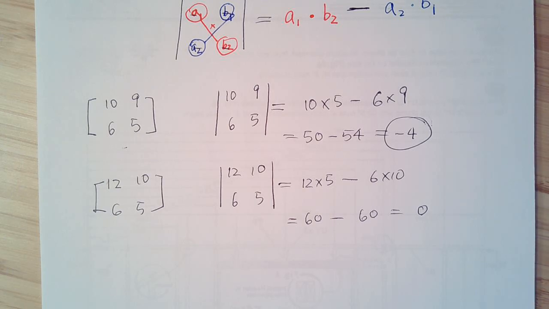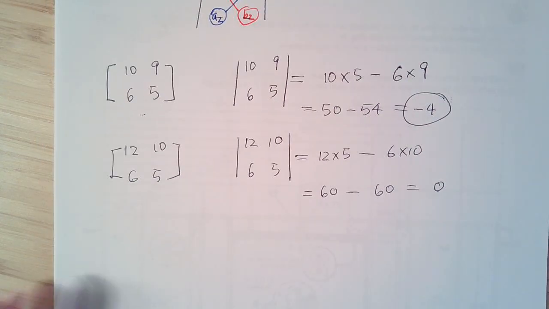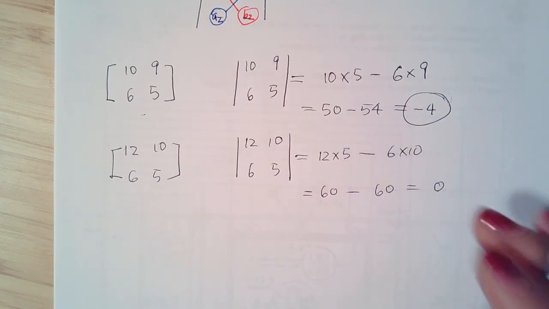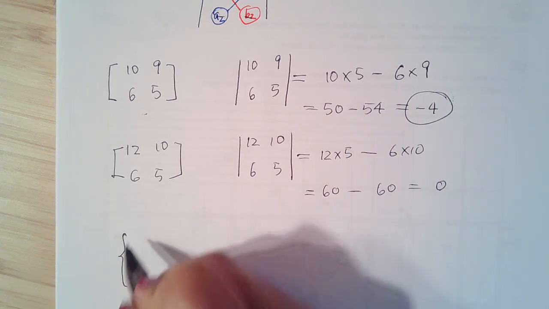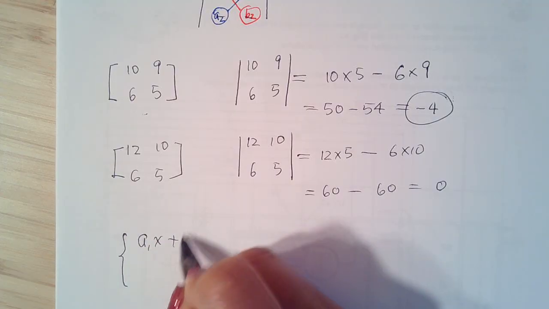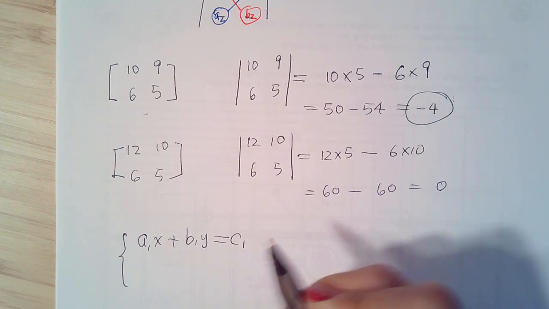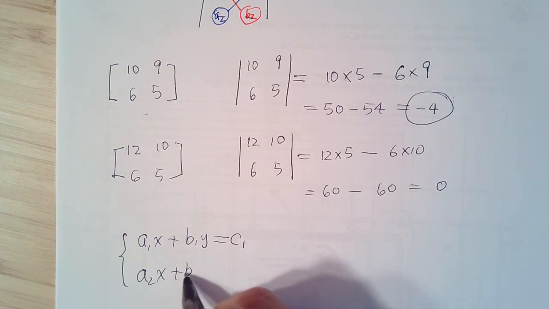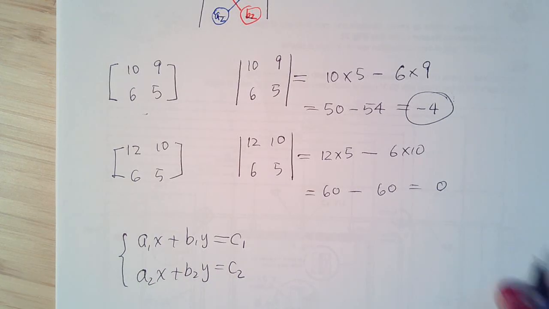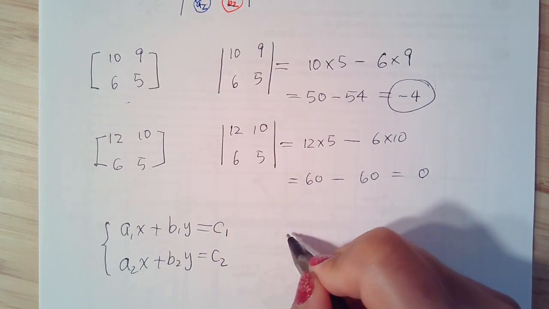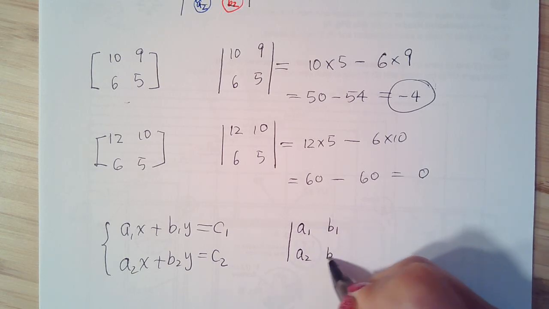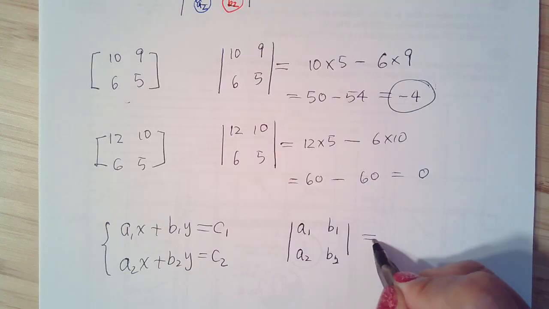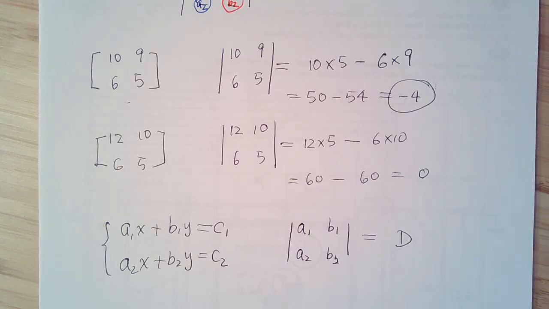Is that interesting? Yes. After you learn this, this is so important. I give you a system of equations that looks like a1x plus b1y equals c1, and a2x plus b2y equals c2. And I will ask you to do a1, b1, a2, b2. I call this D, the determinant, because I'm looking for the determinant of the matrix of just the coefficients.